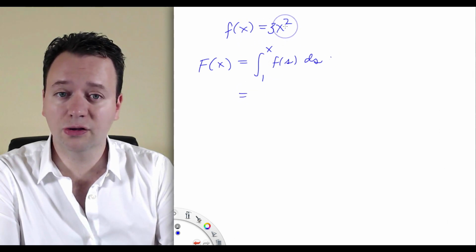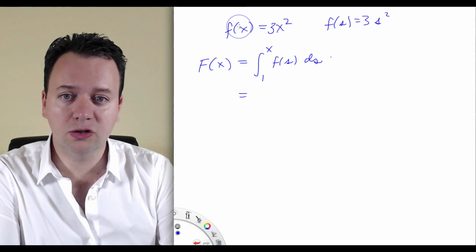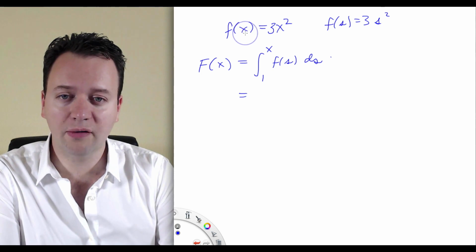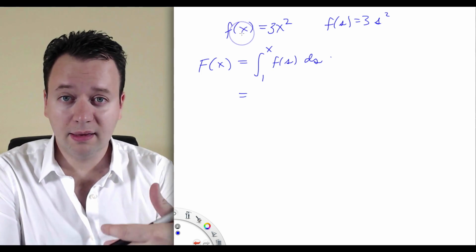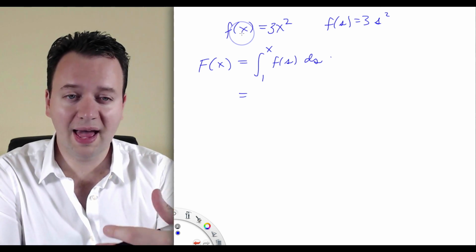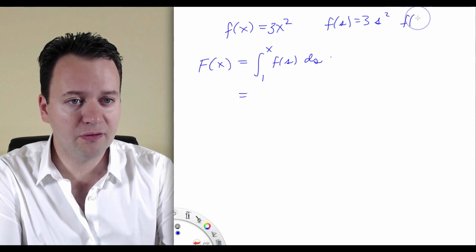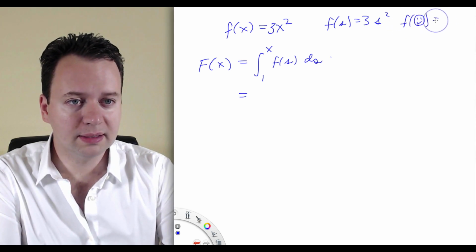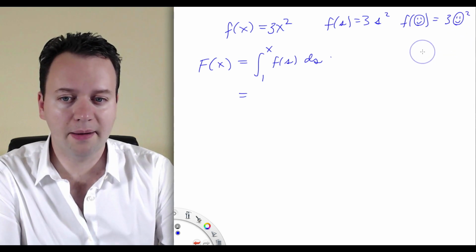So f of x is 3x squared, which means that f of s is equal to 3s squared, right? Whenever I change what's in the parentheses for f, that's the input for the function. So if I say f of x, the output will be 3x squared. If I say f of s, the output is 3s squared. If I say f of smiley face, well, that's 3 smiley face squared, just like that.